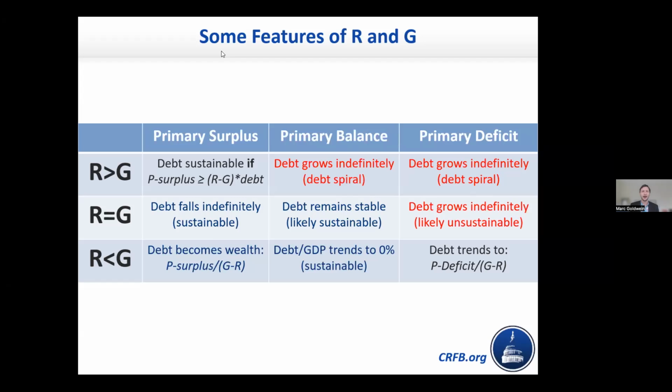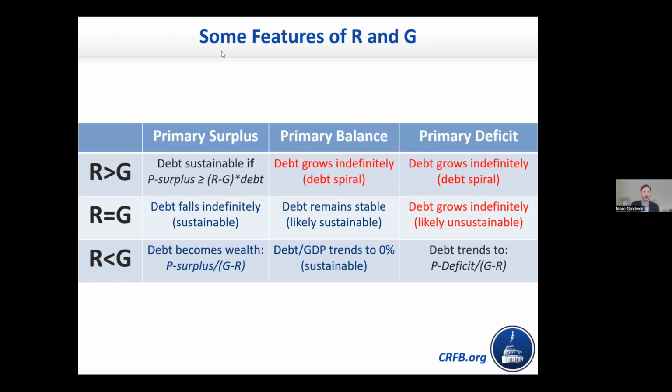If you're running a primary surplus, meaning your revenue is higher than your non-interest spending, and if your interest rate is below your growth rate, you're made in the shade. You're going to have debt that is declining forever and eventually turning into wealth. On the other hand, if you're running big primary deficits and your interest rate is above your growth rate, you're in big trouble. You're ultimately headed for a debt spiral. Then there's everything in between.